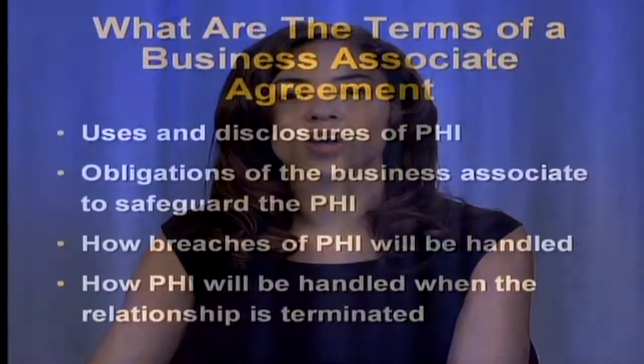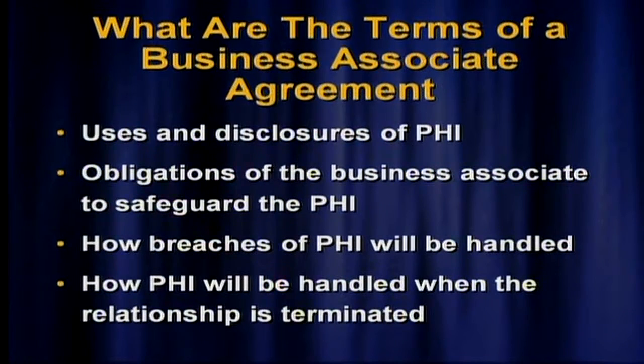One of those things are the uses and disclosures of PHI. It actually spells out how each party will use and disclose that information. It talks about the obligations of the business associate to safeguard the PHI. They have to have certain things in place to make sure that they have training and that they're not leaving that information out so that it remains confidential.